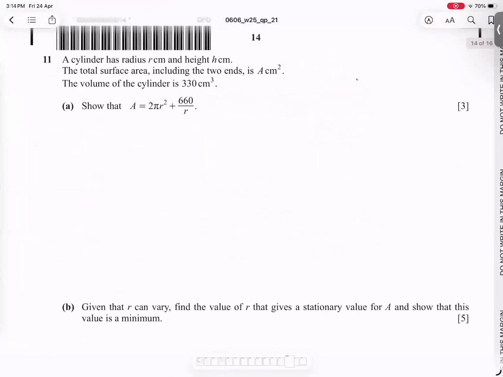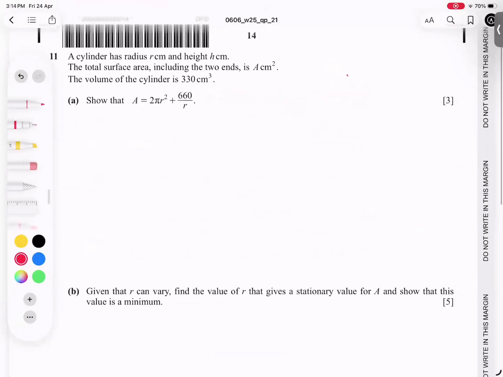Question number 10 we have. A cylinder has a radius r and its height is h. So you can see the cylinder, students. The radius is r and the height is h. And the total surface area, okay, this is including both ends. It means the top end and the down end are both included.